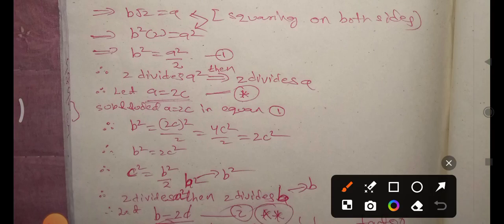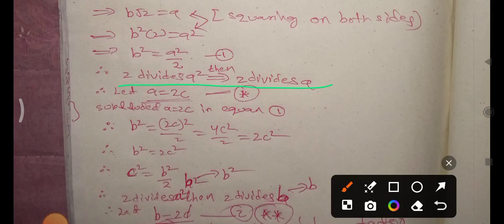b root 2 is equal to a. Squaring on both sides, b square into 2 is equal to a square. So b square is equal to a square by 2. Therefore, 2 divides a square, then 2 divides a.